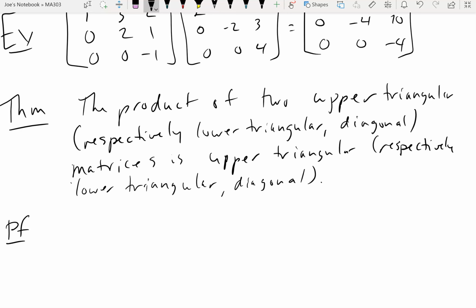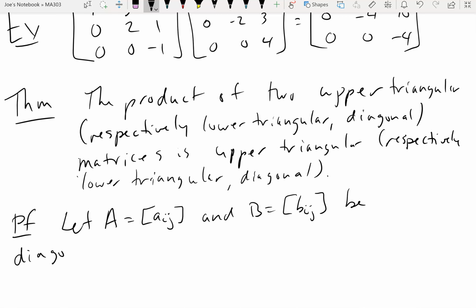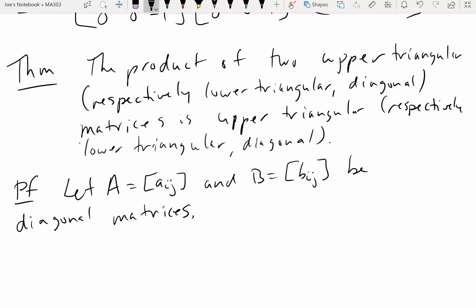Okay. So for the proof, let's let A and B be diagonal matrices. And we want to show that the product of the two is diagonal. So before I write down what the product has to look like, what does that tell us about the entries for A and B?